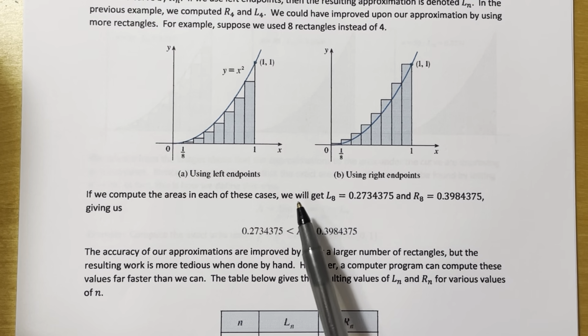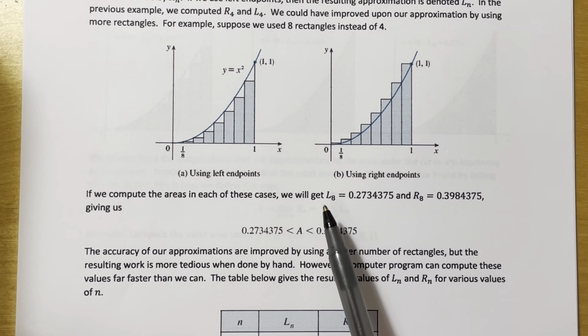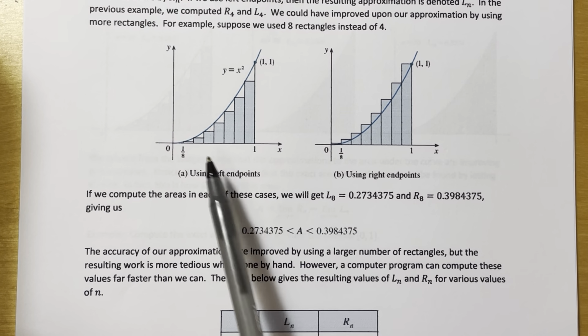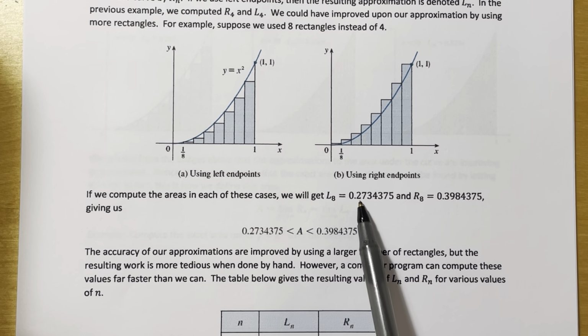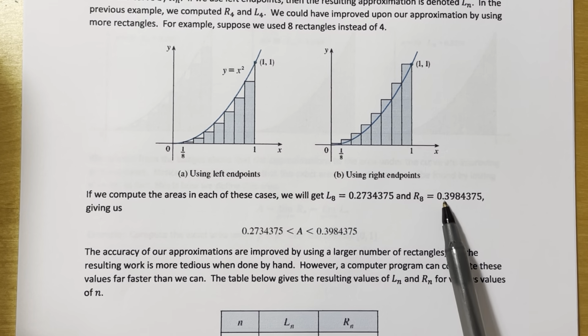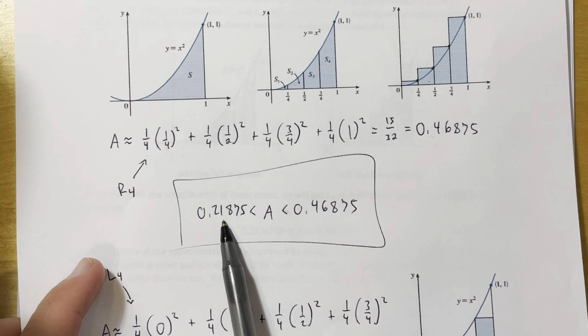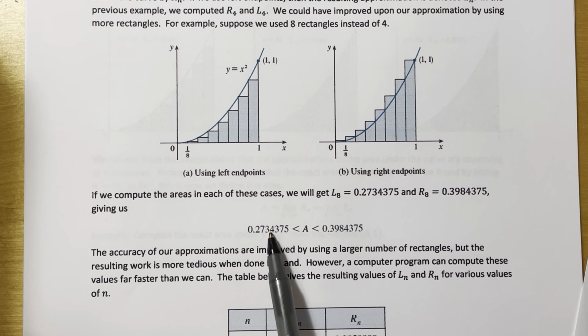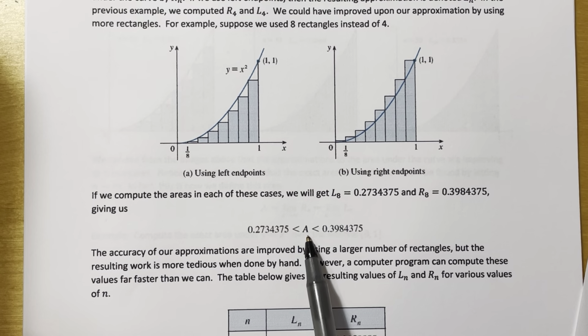So I'm going to just use the book's answer, because this is right out of the book, to say what the answer would have been if we worked it out. The left endpoint method, L8, is going to come out to this number, 0.2734375. Right endpoint is going to give me an approximate area of 0.3984375. Compare that to what we got here. The amount of space between these two numbers is larger than the amount of space between these two numbers. What that means is that I've got a tighter approximation on the area by choosing more rectangles.